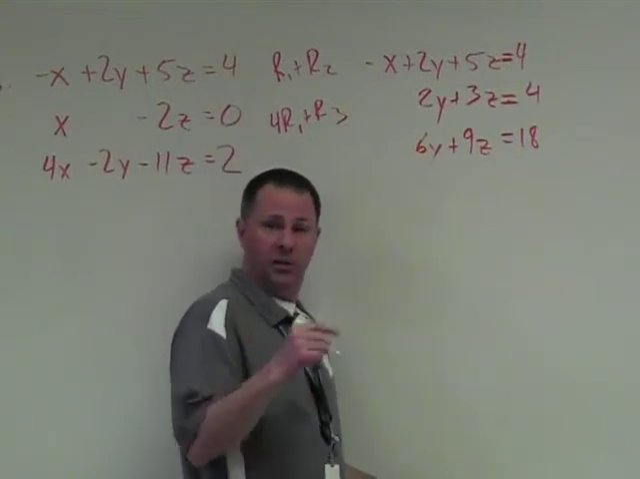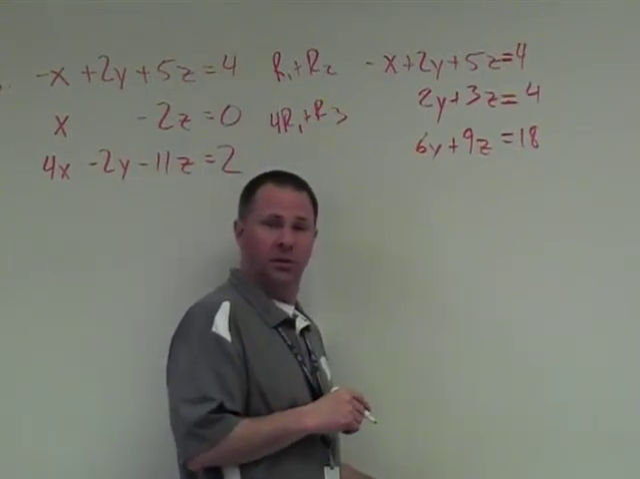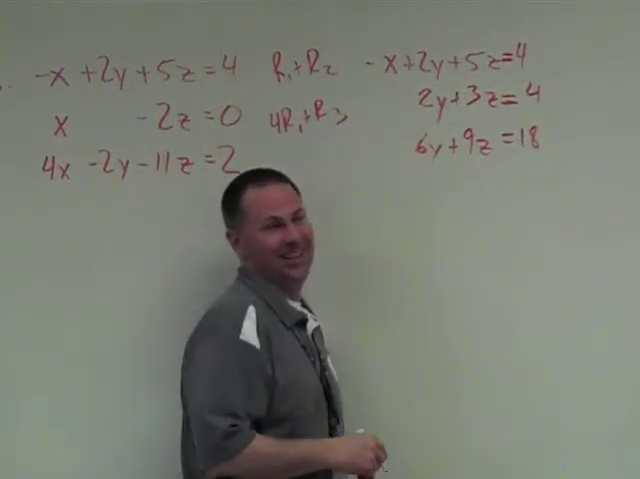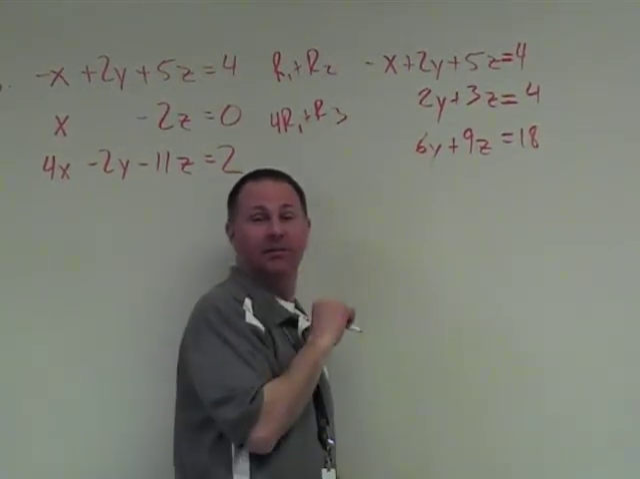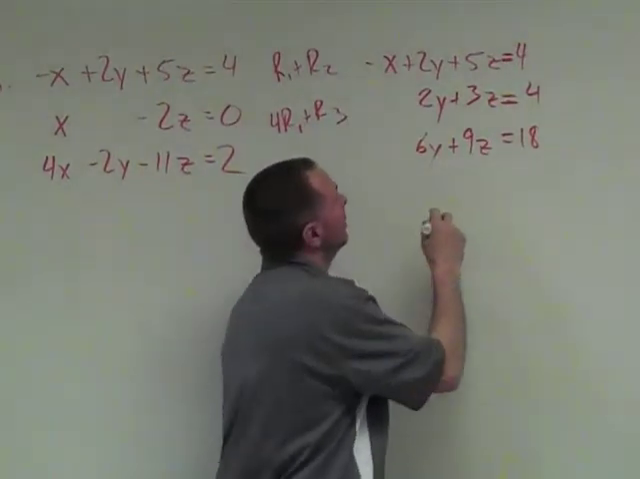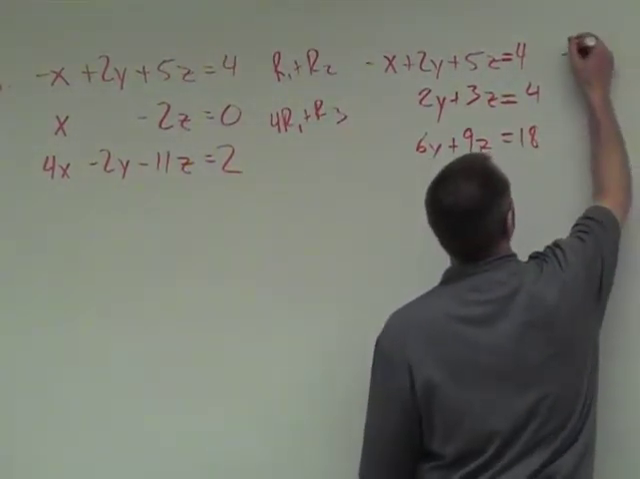Oh. Well, did you get a 0? Yes. What did you get? Alright, you tell me what you did. I multiplied row 2 by -3. So, negative 3 times row 2 plus row 3.